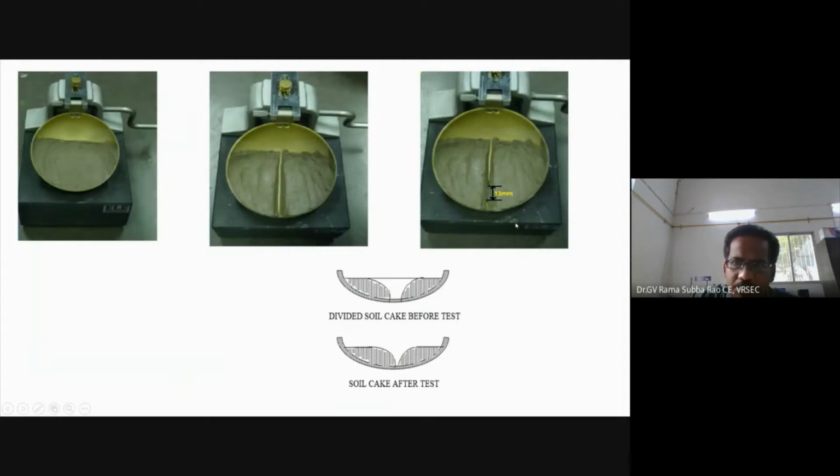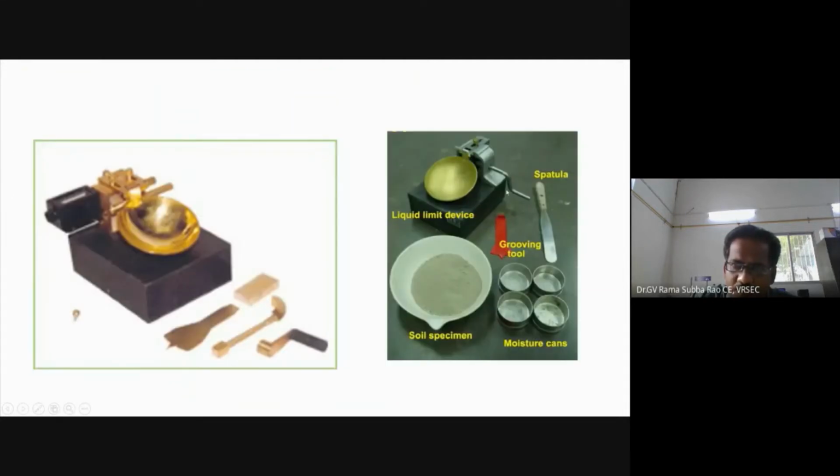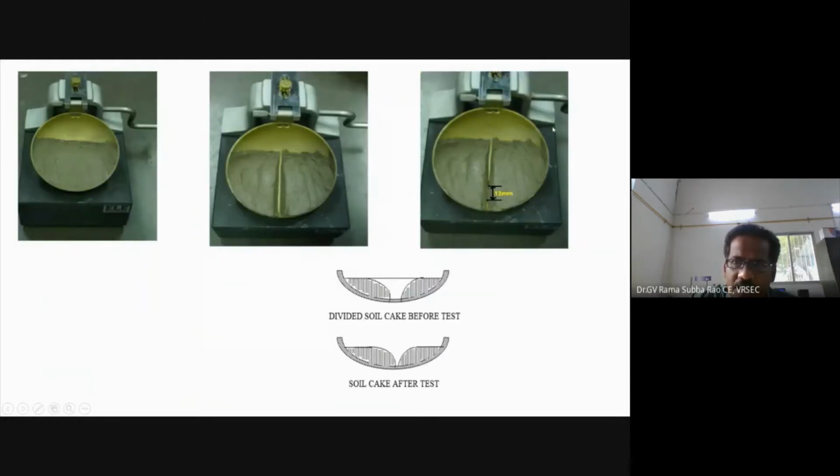Now what will you do? Now we apply the blows. We just rotate this handle, applying the blows at 2 revolutions per second. After applying blows, the groove comes in contact for a distance of 13 mm. I can tell you half inch, 12.7 mm, or some books write 12 mm. Anyhow, the groove comes closer for a distance of 13 mm. Till that we have to apply the blows.